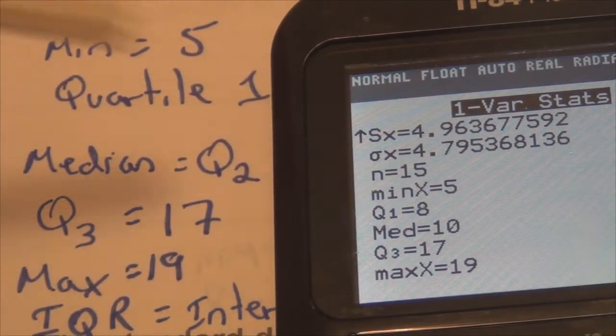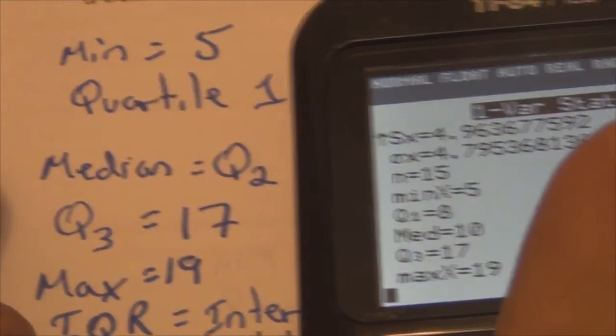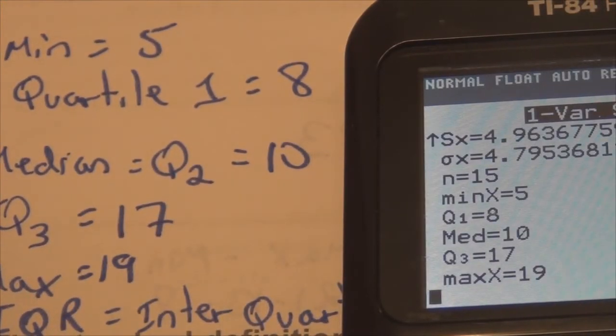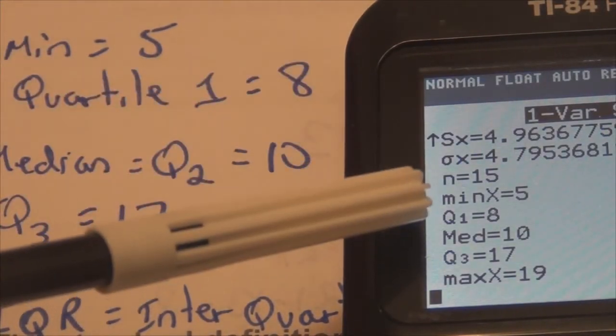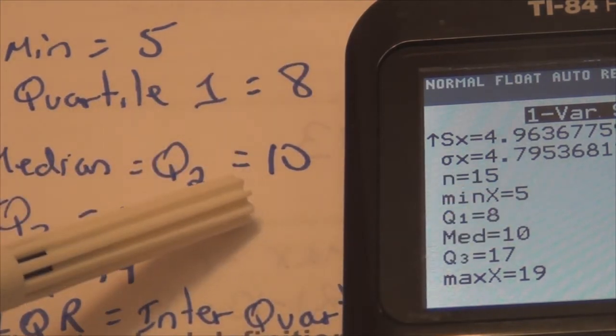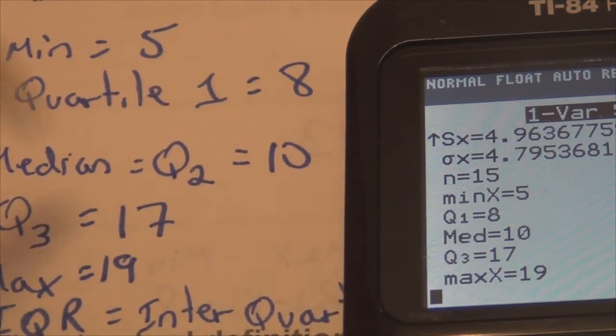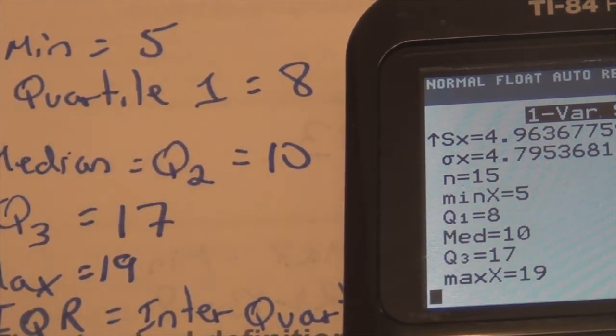5. Quartile number 1 is 8. What? Quartile number 1 is 8? Yes. And then it says quartile number 2, which is also called the median, is 10. Then it says quartile number 3 is 17. And then it says the maximum is 19.